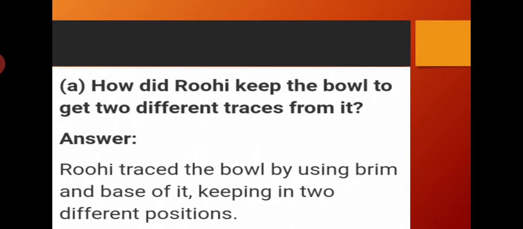So Ruhi took a ball, took a bowl, and made two traces. So how did she make those traces? This is the question. So Ruhi traced the ball by using the brim and base of it, keeping it in two different positions. First of all, she kept the ball by using the brim. Then she kept the ball and she traced the base of it. In this way, she has made two different traces of the ball.